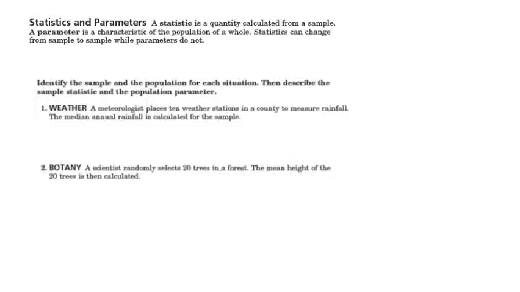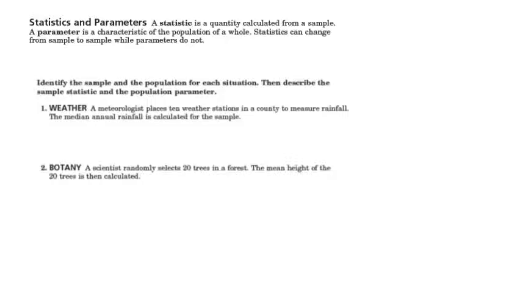A parameter is a characteristic of the population as a whole. So if I did ask every high school student and I got all that information back, then that's a parameter because it's a characteristic of the population as a whole. So the statistics can change. If I grab these 100 students randomly, but then the next time I grab another 100 students randomly, the statistic can change, but the parameters do not because it's for the whole population. So that's if I ask the whole population.